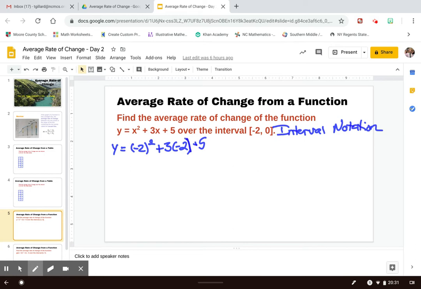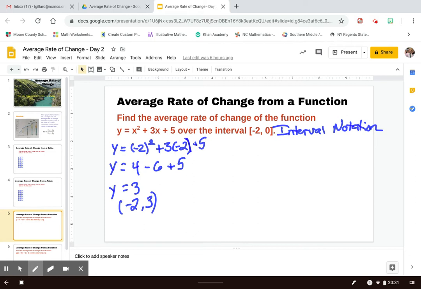Okay? So y is going to equal negative 2 squared, which is 4. Then 3 times a negative 2 is going to be negative 6. And then plus 5. So 4 minus 6 is negative 2. Negative 2 plus 5 is a positive 3. So my y value is 3. Therefore, my first ordered pair is negative 2, 3.